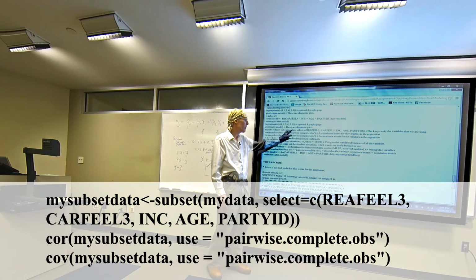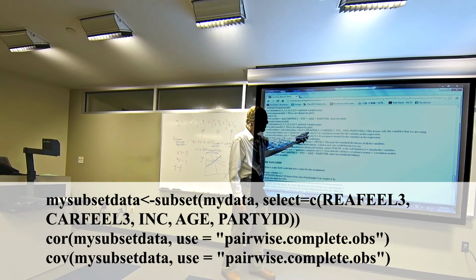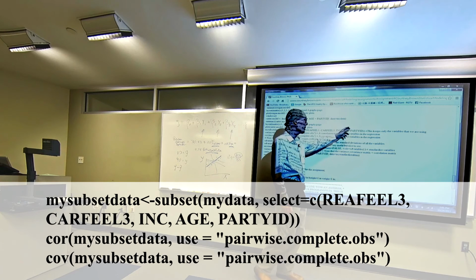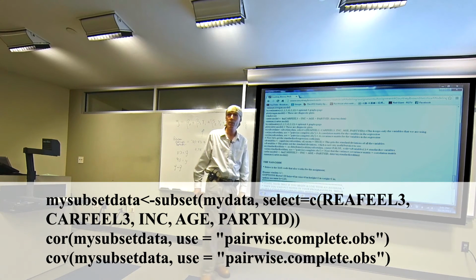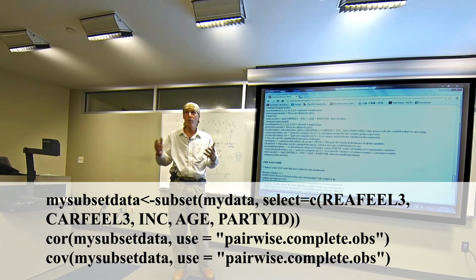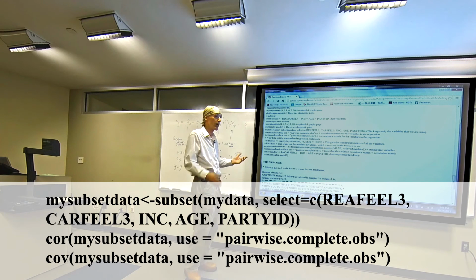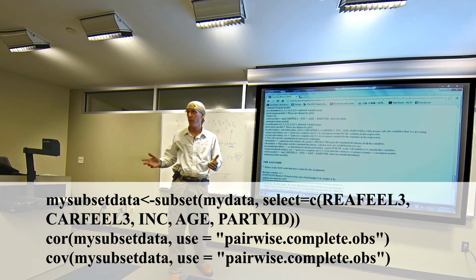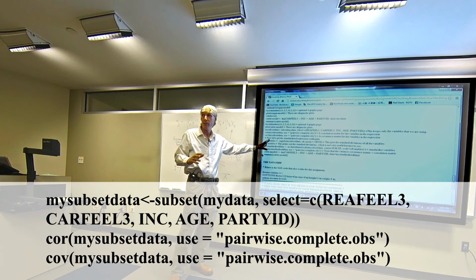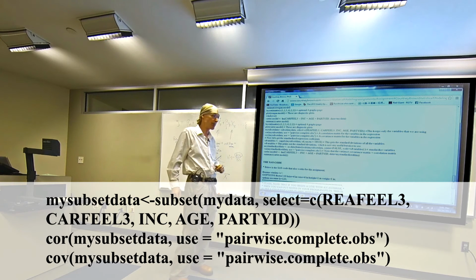So I'm going to subset my data. This is the same type of thing we've done. And I'm going to select the variables Reagan feelings, Carter feelings, actually Reagan feeling 3, Carter feeling 3, income, age, and party ID. And that keeps only the variables that we're using. I'm going to standardize those variables, so there's no reason for me to standardize the whole data set. Okay? I mean, I could have standardized the whole data set, but this just makes it nice and manageable because I'm going to print out some tables and I want just those variables in the table so they fit in the space on the screen.